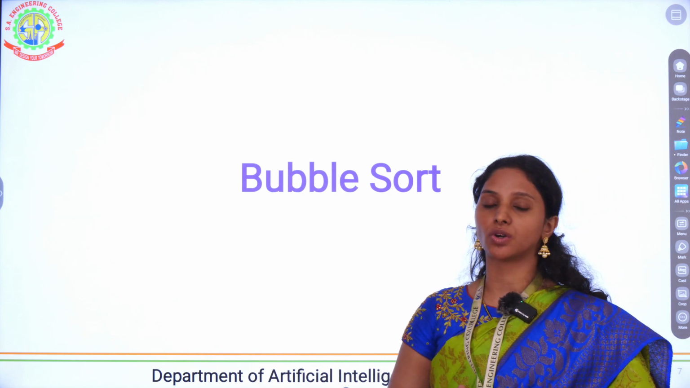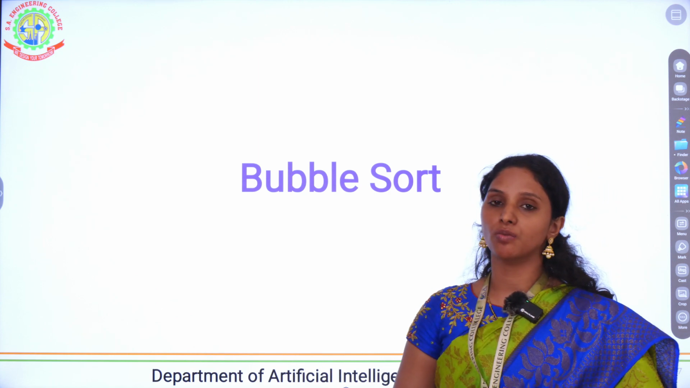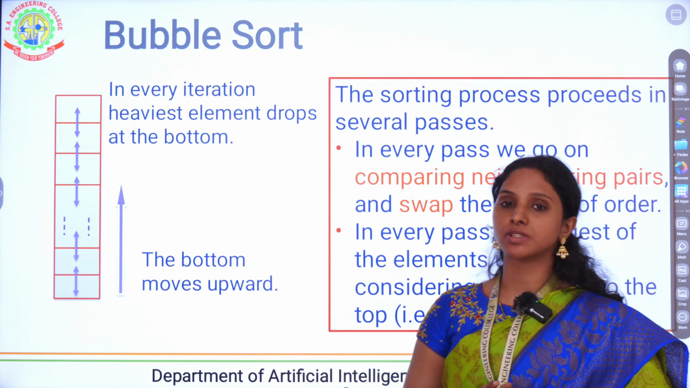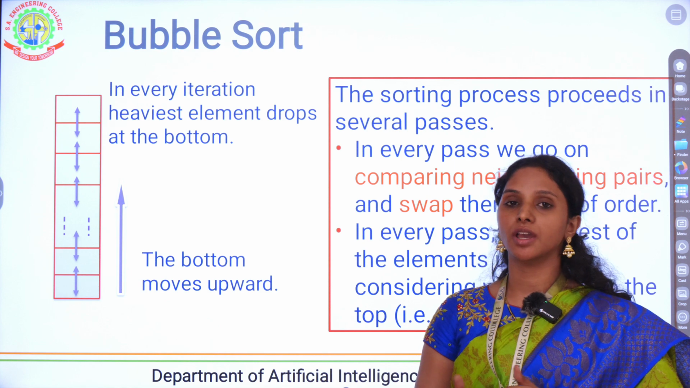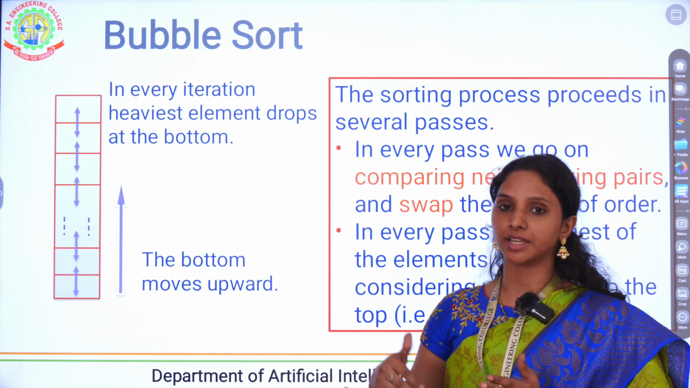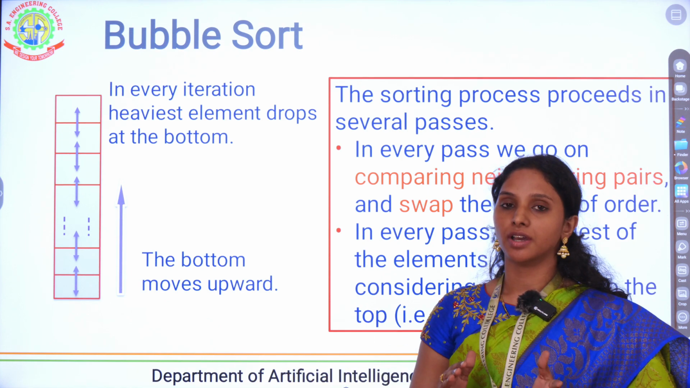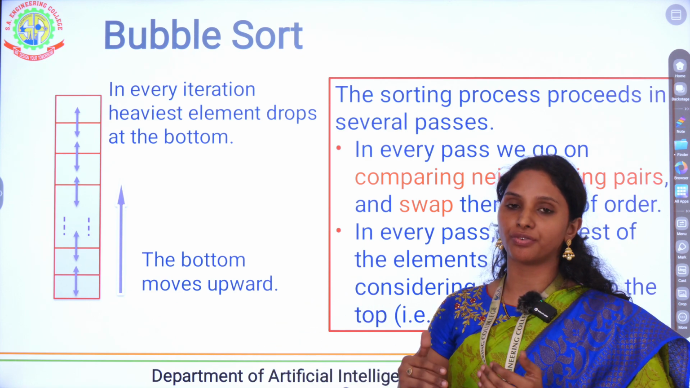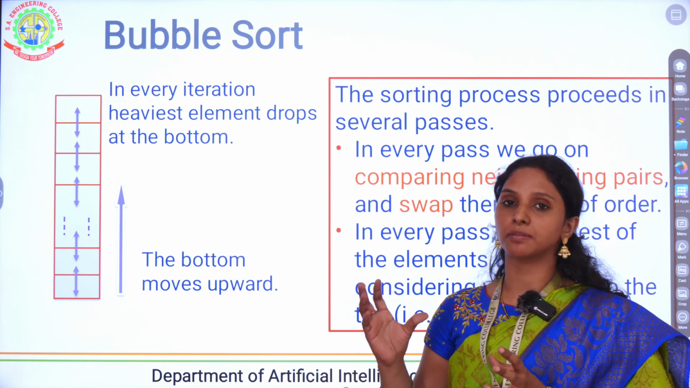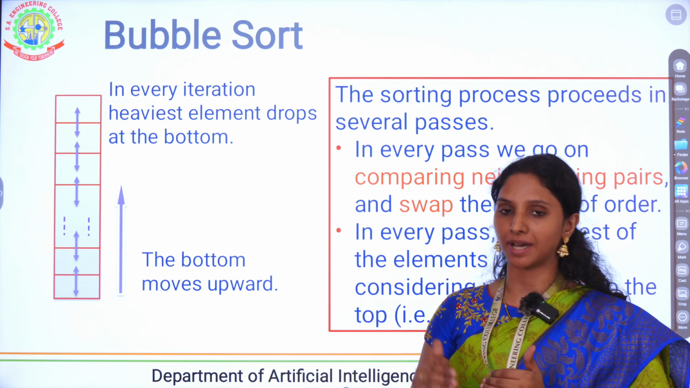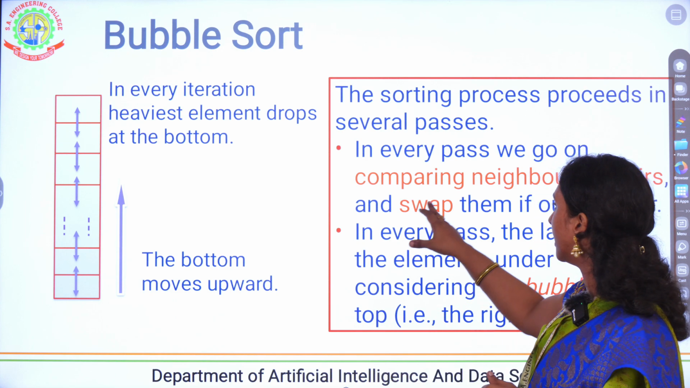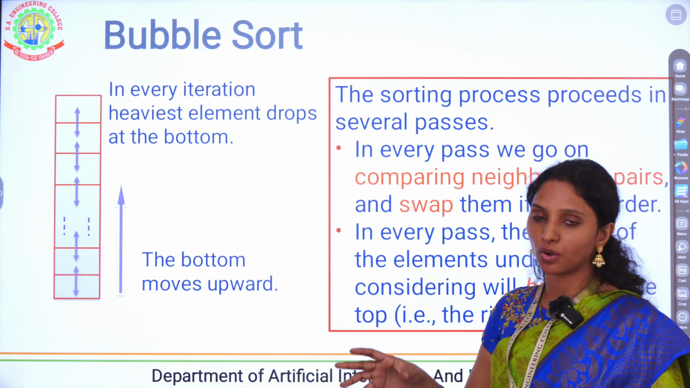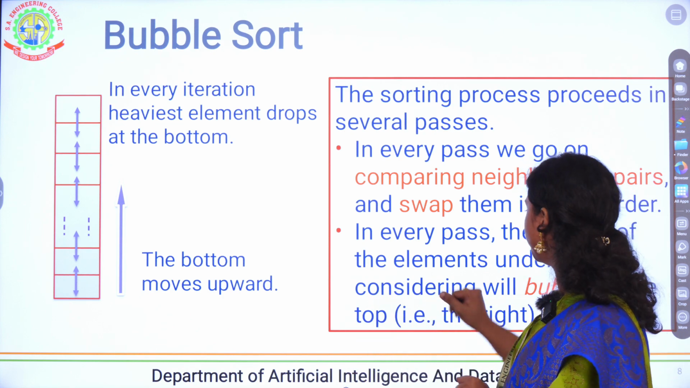So first we'll talk about the basic sorting technique, which is bubble sort. In this bubble sort, what we are actually doing is proceeding with an iterative process of comparing adjacent neighboring pairs with the help of different passes. This bubble sort will be done in different passes. We are comparing the neighboring pairs, which are to be swapped if they are not in the particular order.